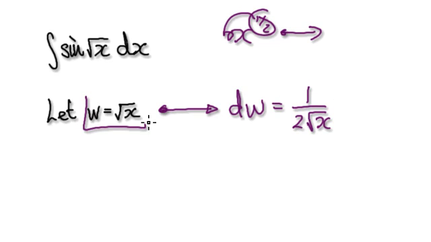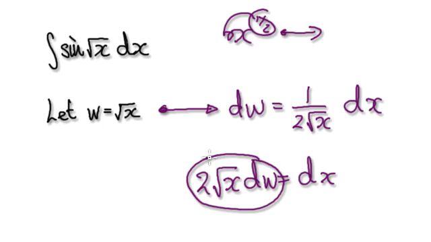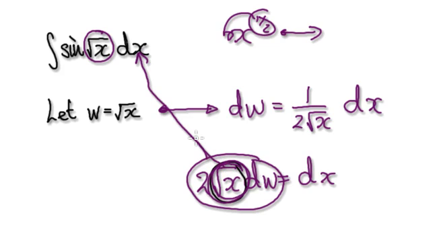So when you say let w equals root of x, you might be tempted to say, oh, then dw equals 1 over 2 root x dx, and then dx equals 2 root x dw. And now you might be tempted to just put this back into here. But you see here, you've got this square root of x lingering around.